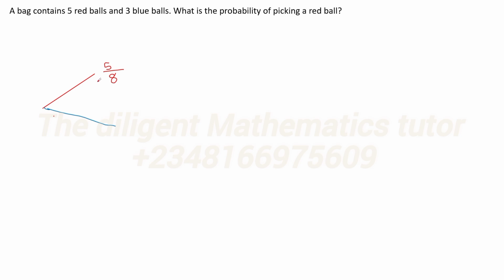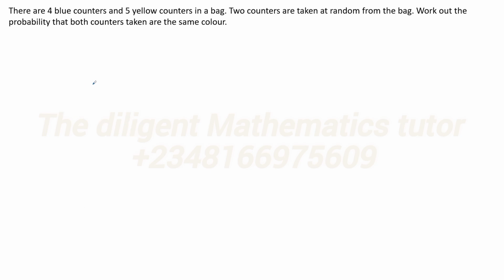Remember the formula for probability: number of required outcome all over total possible outcome. Okay? So what's the probability of getting blue? That should be 3 out of 8. So what is the probability of picking a red ball? It is very clear, 5 out of 8. There are 8 balls in all, and then you have 5 possibilities. It's either you pick the first red one, or the second red one, the third red one, the fourth red one, or the fifth red one.